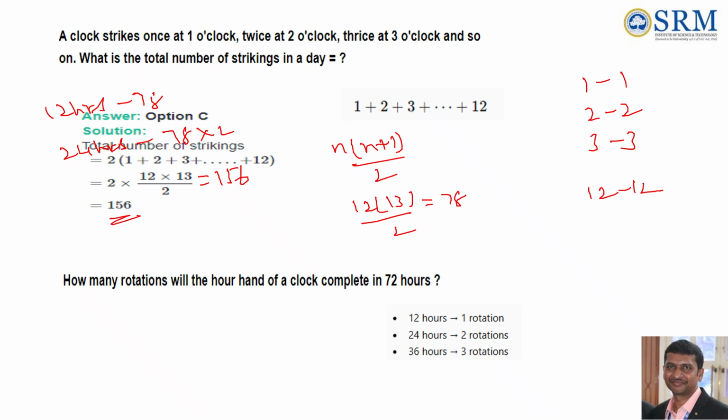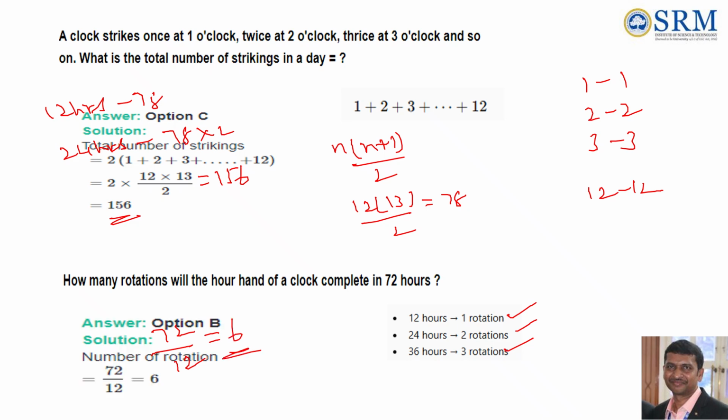How many rotations will the hour hand of a clock complete in 72 hours? Every 12 hours is one complete rotation, 24 hours is 2 rotations, 36 hours is 3 rotations. Similarly, 72 by 12 gives 6 rotations.